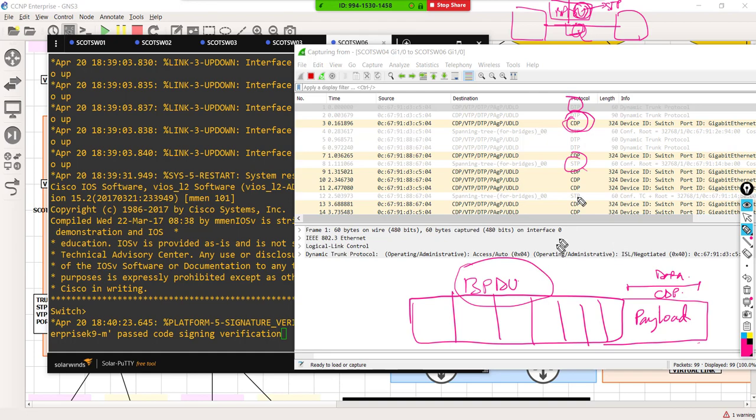Now the second BPDU was sent for DTP, Dynamic Trunking Protocol. Okay, now CDP will be taken down and the DTP will be sent. Now let's say the third BPDU was not for CDP, not for DTP, it was for STP. And we are focusing at this moment only on STP. In later classes we will see about DTP, CDP, all those things, but as of now we are focusing only on STP.